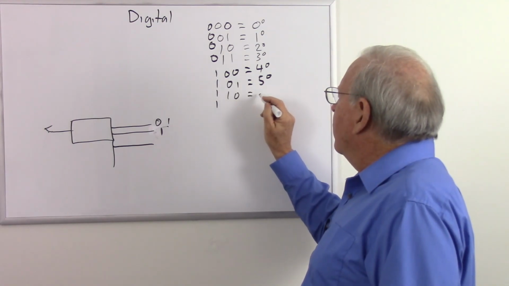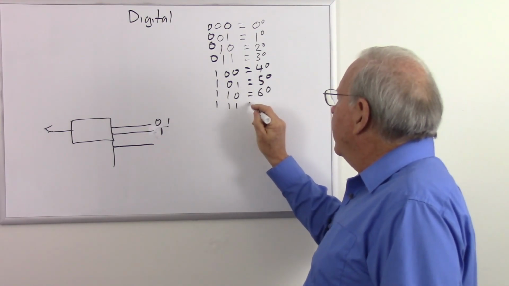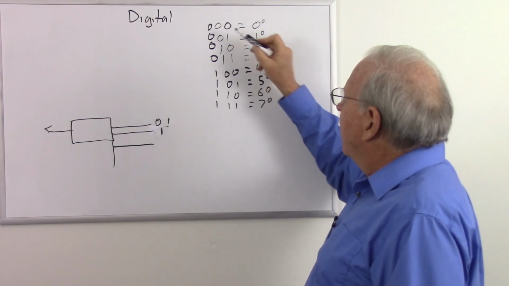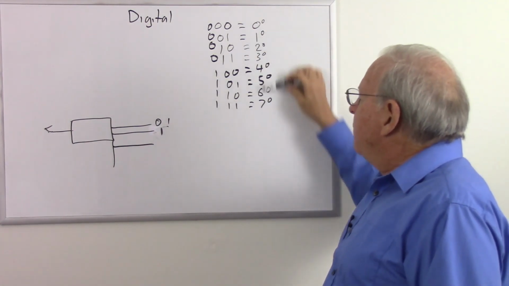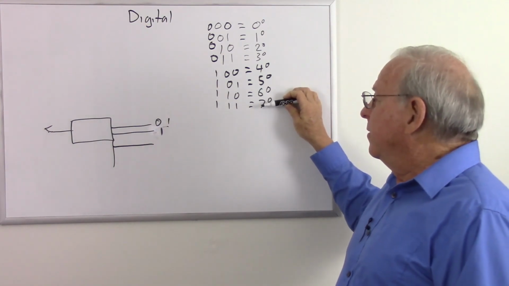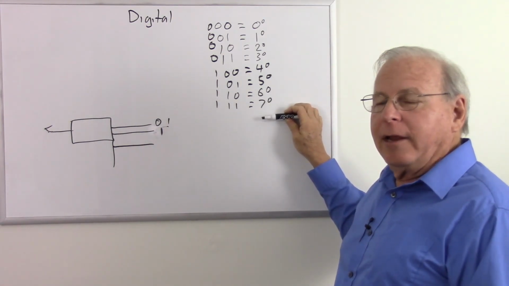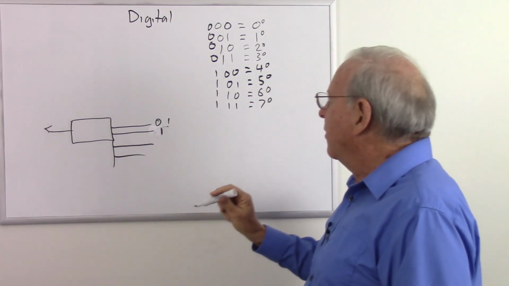1, 0 equals 6 degrees. And 1, 1 equals 7 degrees. So now I have 3 wires and I can have 8 possibilities, 0 through 7. What if I need the number 8? Got to add another wire, don't I?